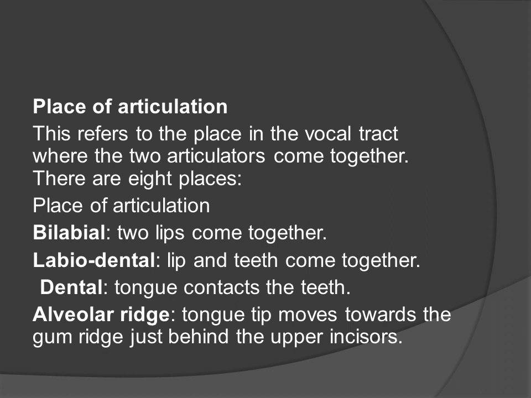Labiodental, lip and teeth come together. When I produce any sound, I can feel that the lip and teeth come together. This is called labiodental. Dental: tongue contacts the teeth. Alveolar ridge, when the tongue tip moves toward the gum ridge, just behind the upper incisors.